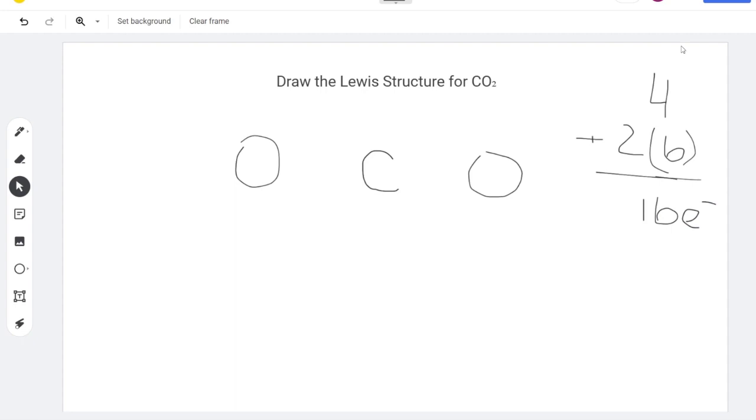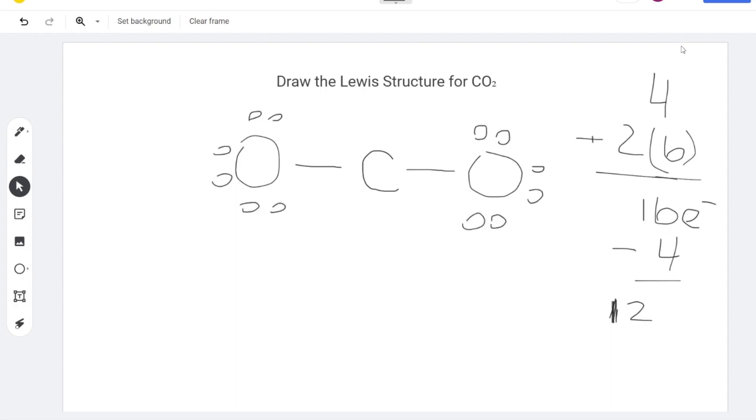So the first thing we want to do is single bond the carbon to both of the oxygens. Each of those bonds represents 2 electrons being shared, meaning that we've spent 4 electrons. Now, we're going to draw valence electrons, or lone pairs, around the most electronegative atoms first, until we run out.